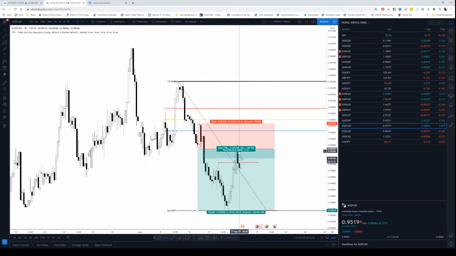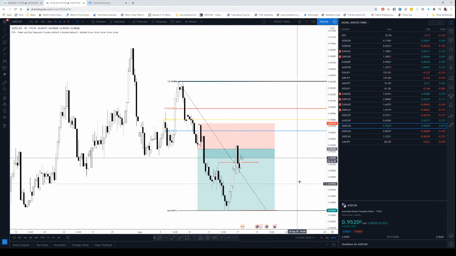Or another thing you can do, which would be the wise one: if you sold up here, you should already be in profit. So I will close whatever profit I'm in right now, and then wait and see price push up a little bit more and give me some form of rejection, then I'll short it. That would be the best option for anyone that is short already. Take the profit, wait for price to push up, give you some form of rejection, and then sell it back down.